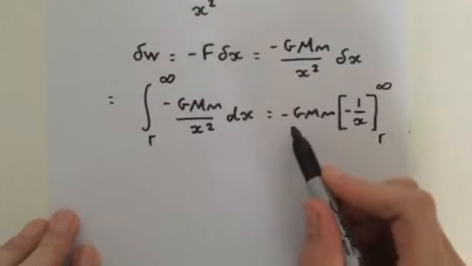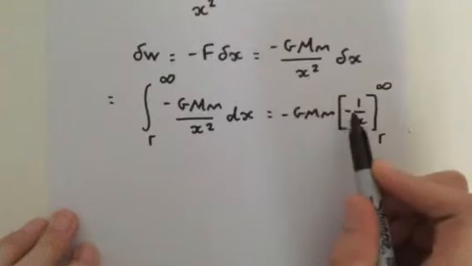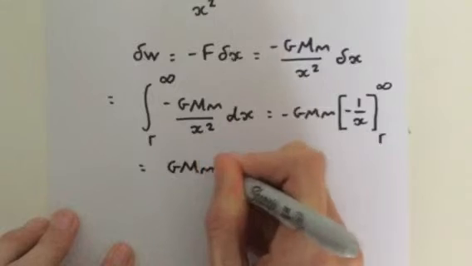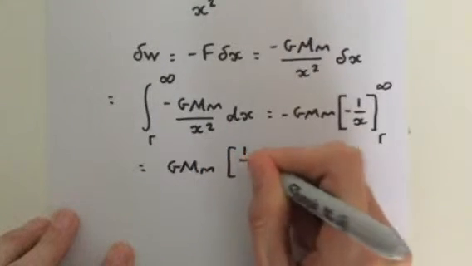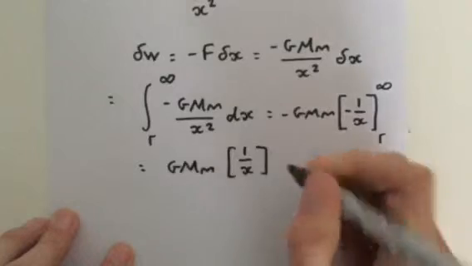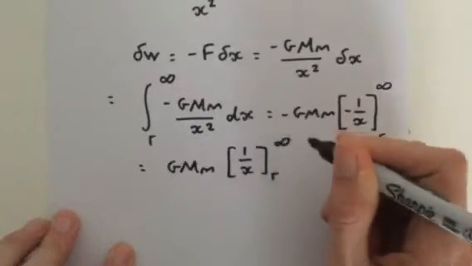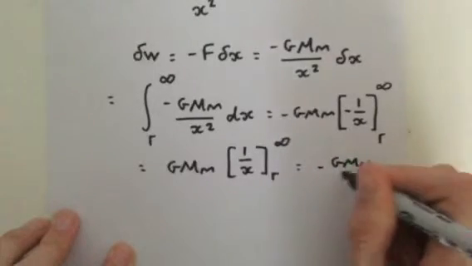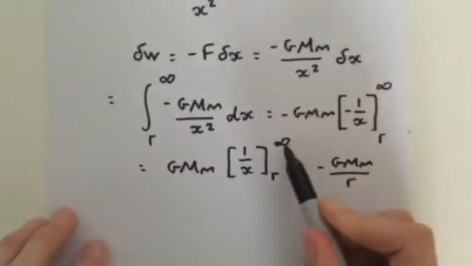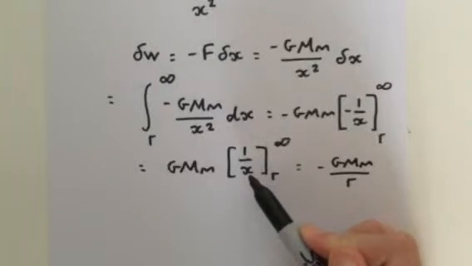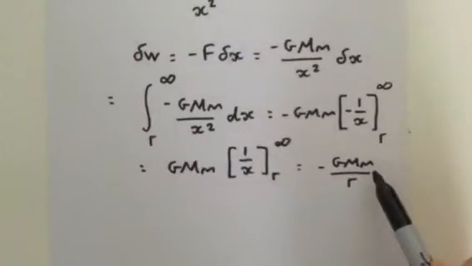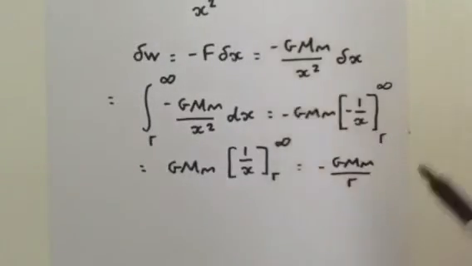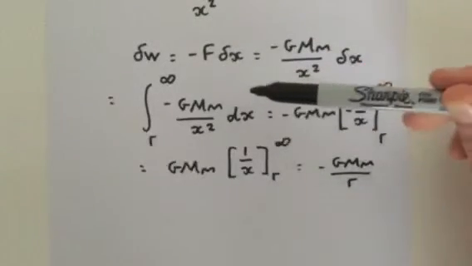We can combine the minuses by multiplying by minus 1, so this is equal to GMm multiplied by 1 over x evaluated from r to infinity. As we know, this is equal to minus GMm over r, because if you put infinity into x, we just get 0. Of course, this is our gravitational potential and our work done.